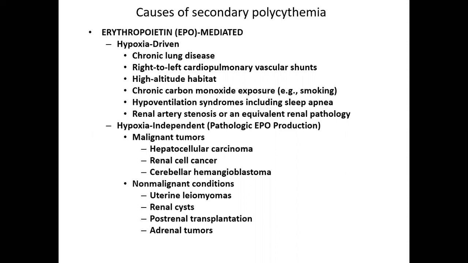This is the list of the causes of secondary polycythemia. We start with the erythropoietin mediated, and it is either driven by hypoxia. The most common cause is chronic lung disease. Other causes are there, you can see it. And it could be not related to hypoxia. There is pathological erythropoietin production, mainly either from malignant tumors like hepatoma and renal cell carcinoma, or could be from non-malignant conditions like uterine leiomyoma and renal cysts.